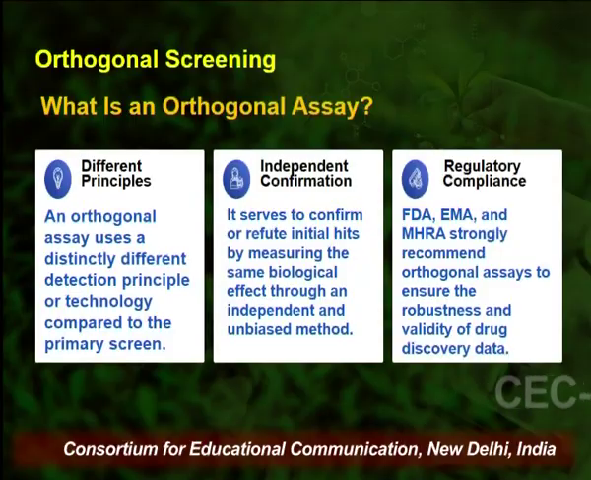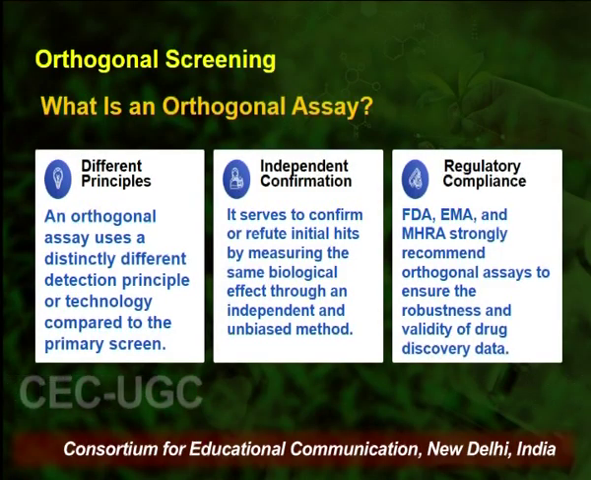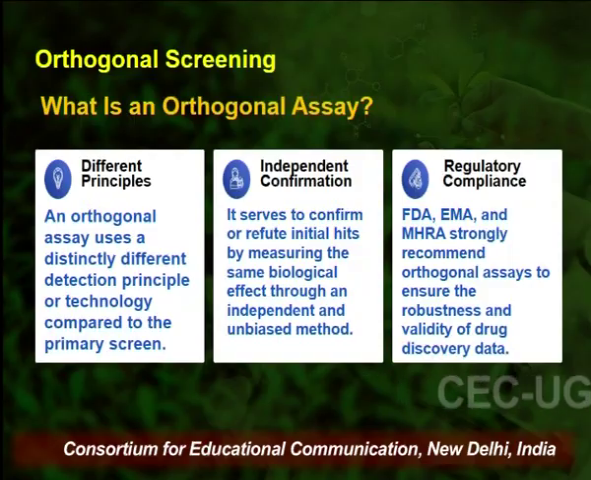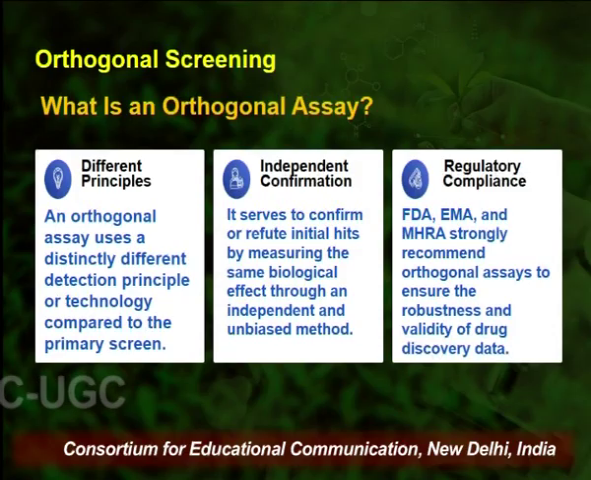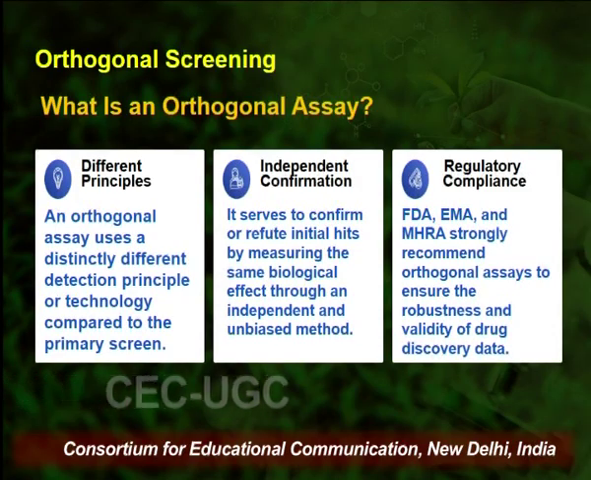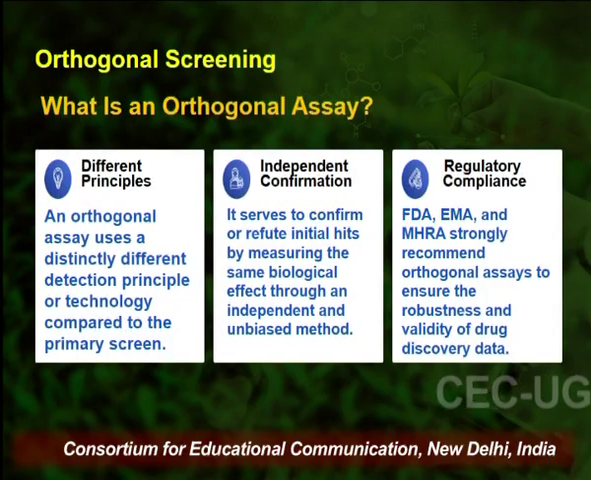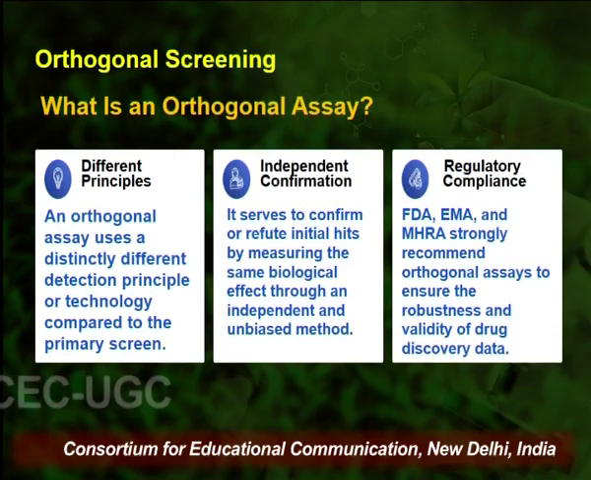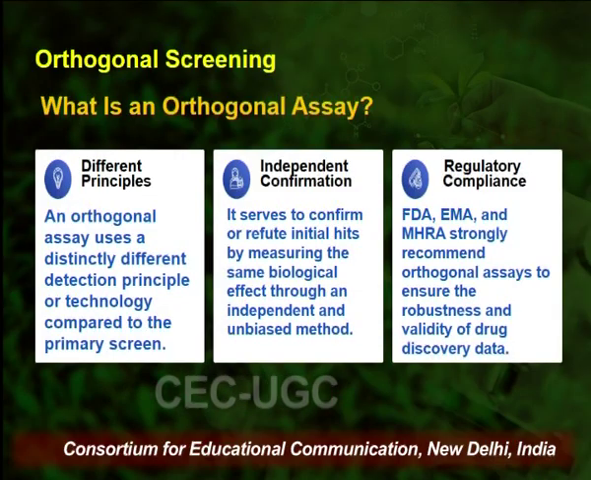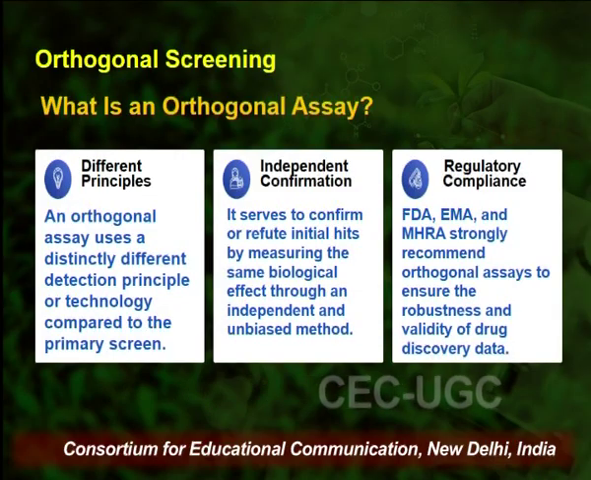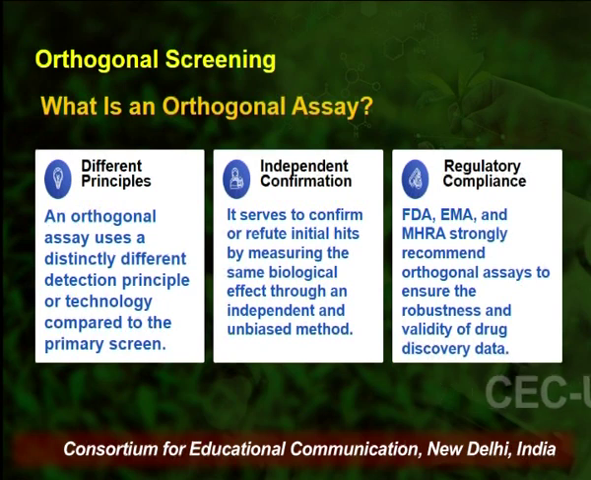The second remedial step is orthogonal screening. Orthogonal screening is nothing but the evaluation of the same outcome using a different method that is based on a different principle. It's always better to use an orthogonal assay, and even the regulatory agencies are now recommending that if you are using an HTS to screen the drugs, you should also screen the hits or leads using orthogonal assays.